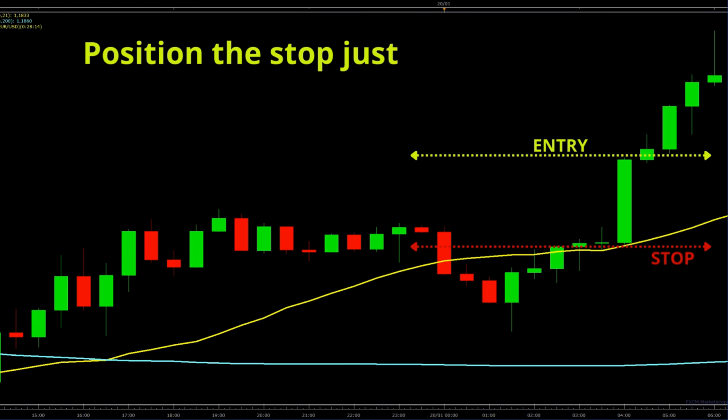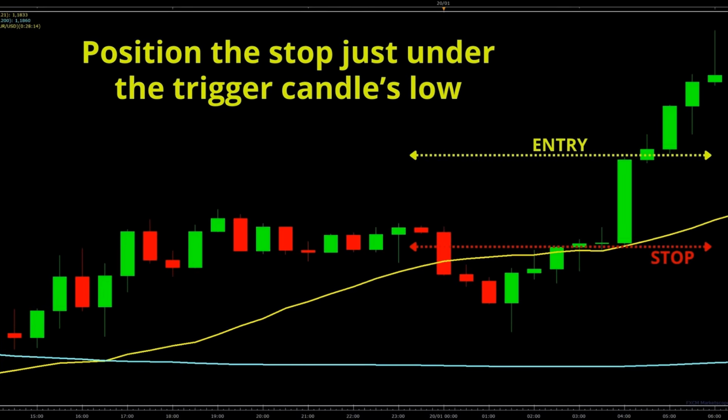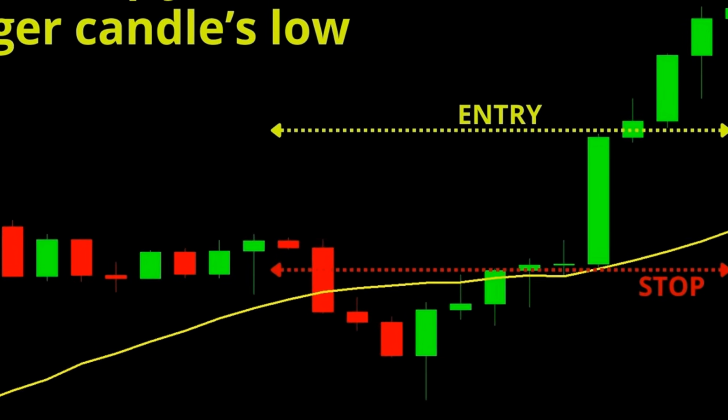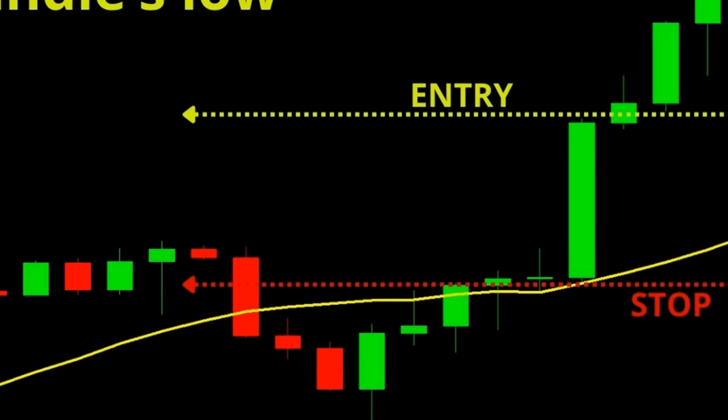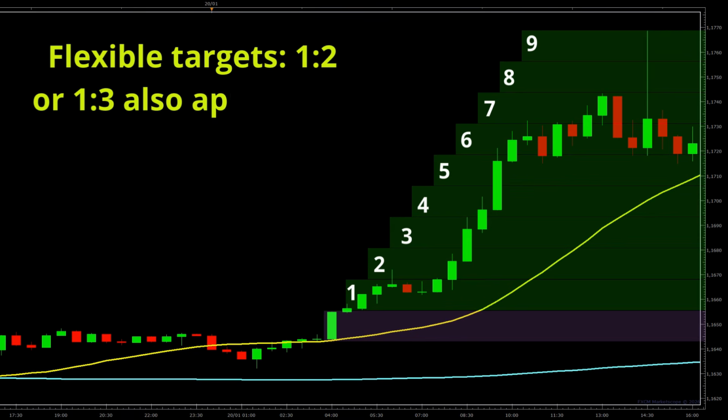The stop loss goes right under the low of the trigger candle. By keeping it tight and technical, we protect our capital while maintaining an excellent risk-to-reward potential for the entire trade. Look at the explosive move that followed.